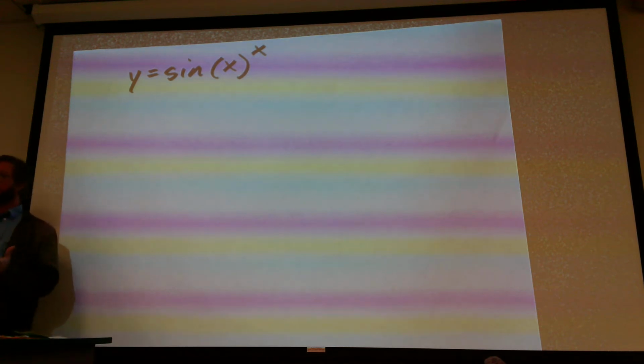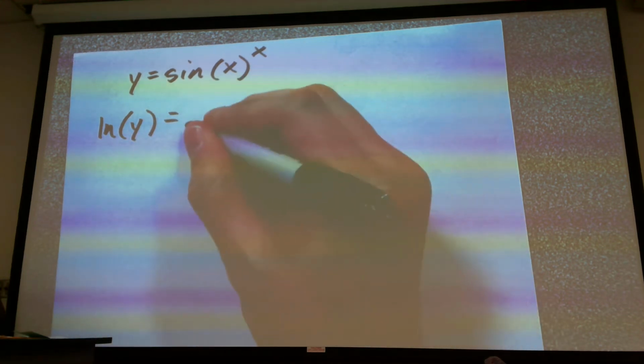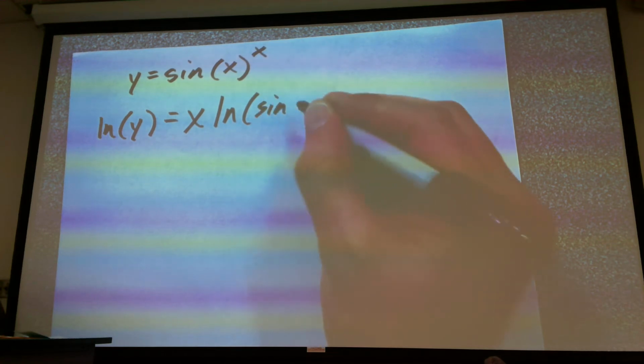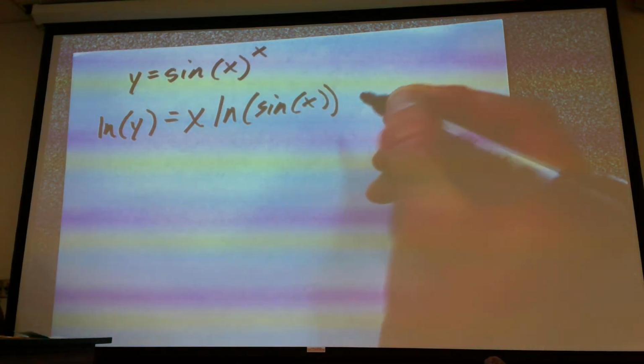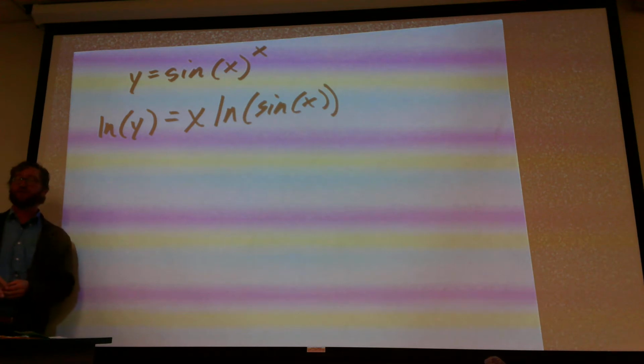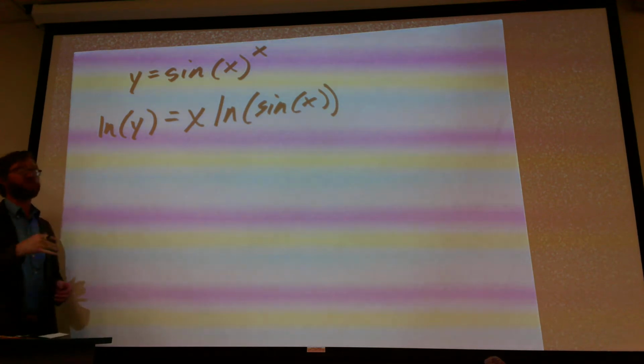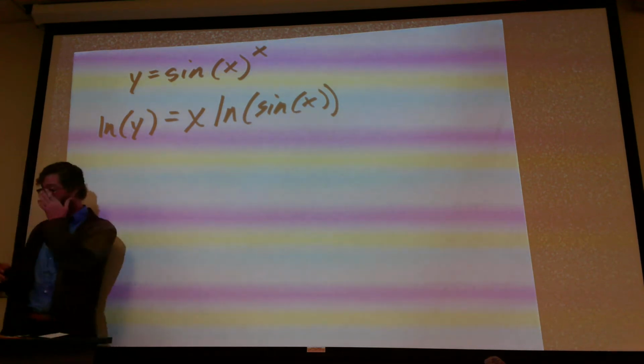So the first thing to do on a problem, this is logarithmic differentiation, so you're going to take a log. So the natural log of y is going to be x times the natural log of sine of x. Because remember, whenever you take the logarithm, whatever's in the exponent gets pulled out to the front and becomes multiplication. Right?